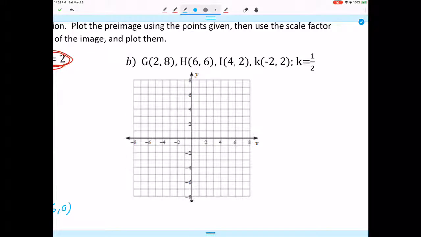All right. Next one, scale factor equals 1/2. Is this enlargement or reduction? This is reduction. It's getting smaller. So let's write down these points. We've got 2, 8, which is right here. This is G. We've got 6, 6, which is right here. This is H. I is 4, 2. Here's I. And then K is -2, 2.